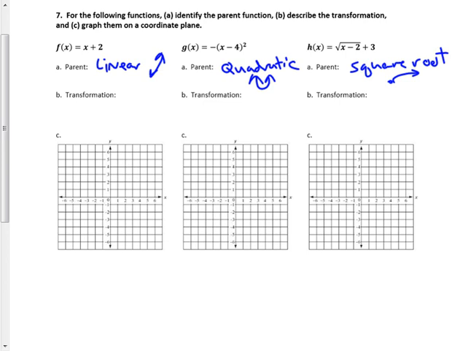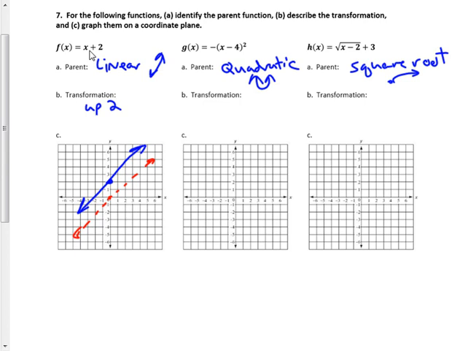The transformation, I've got a +2 on the outside, so that goes up 2. Okay, so I've got a straight line. Here was my parent function. I'm going to just move that up 2. You do not need to draw the parent function in, but you have to draw the correct family function.